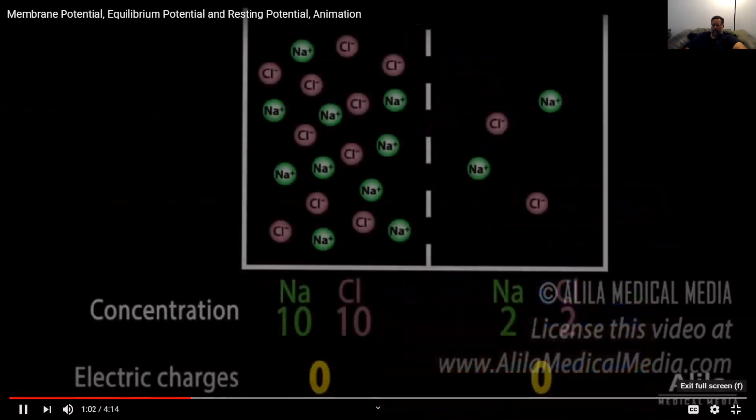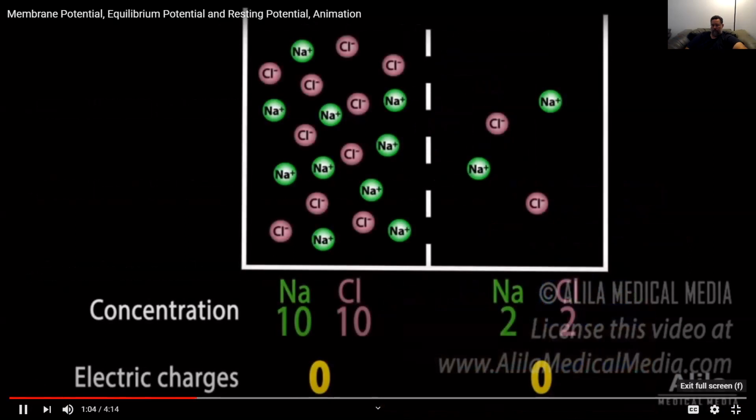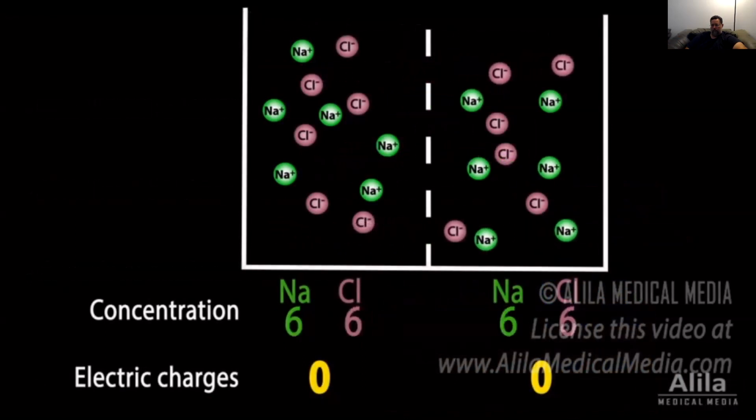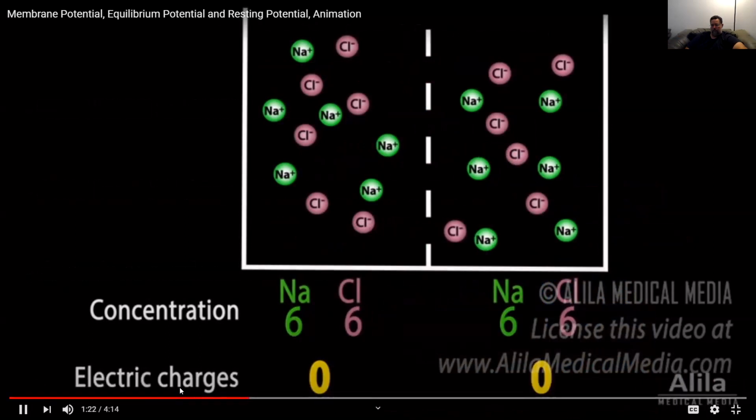Consider this example. Two solutions of different concentrations of sodium chloride are separated by a membrane. If the membrane is equally permeable to both sodium and chloride, both ions will diffuse from higher to lower concentration, and the two solutions will eventually have the same concentration. Note that the electric charges remain the same on both sides and the membrane potential is 0.